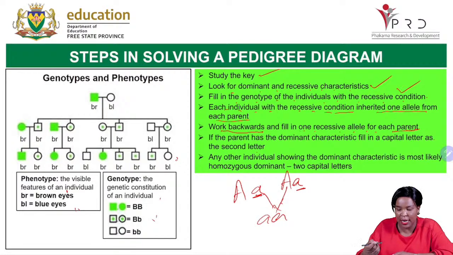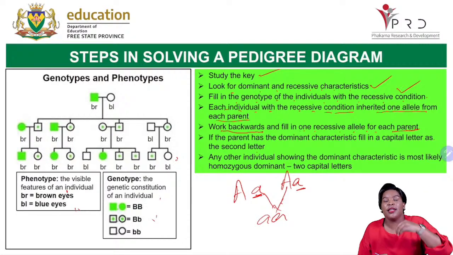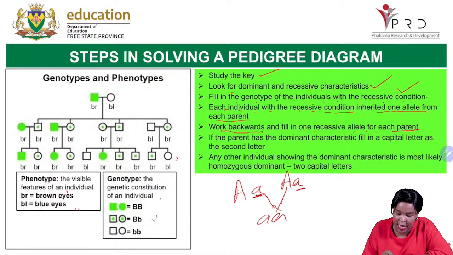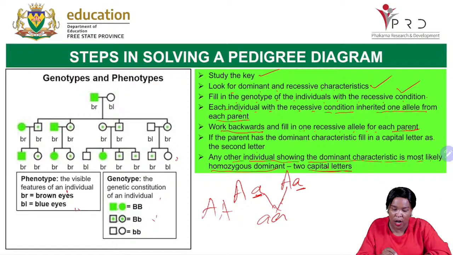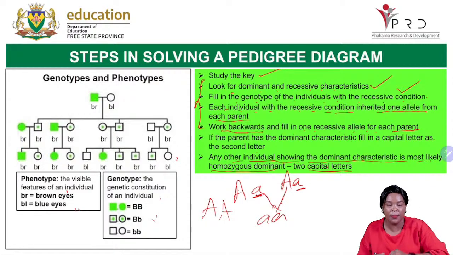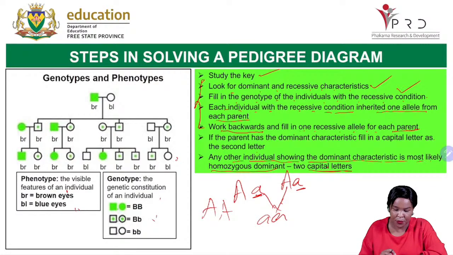It has the dominant characteristic, depending on whether that particular disease is controlled by a dominant or by a recessive gene. Then any other individual showing dominant characteristics is mostly homozygous dominant. Then you can just complete filling in those with two capital letters. You work backwards after doing these first three bullets there.